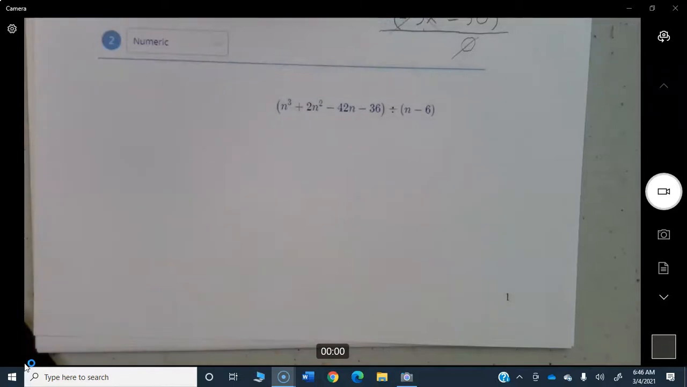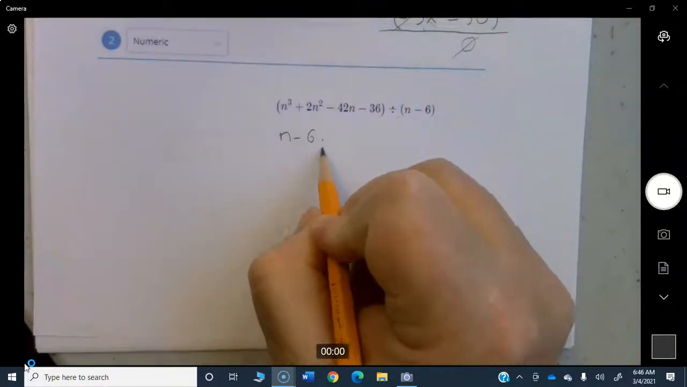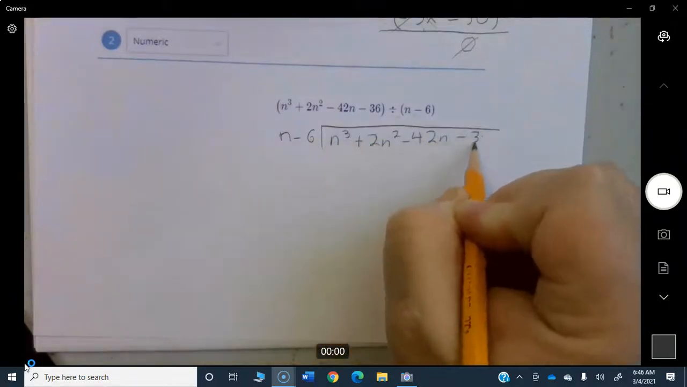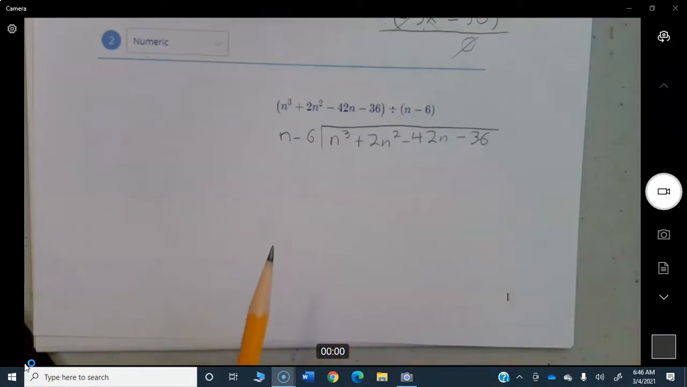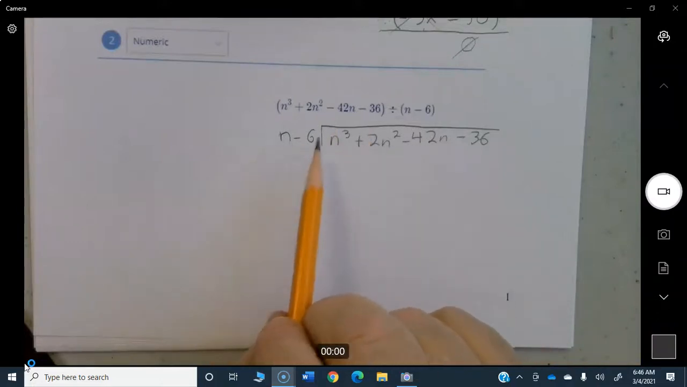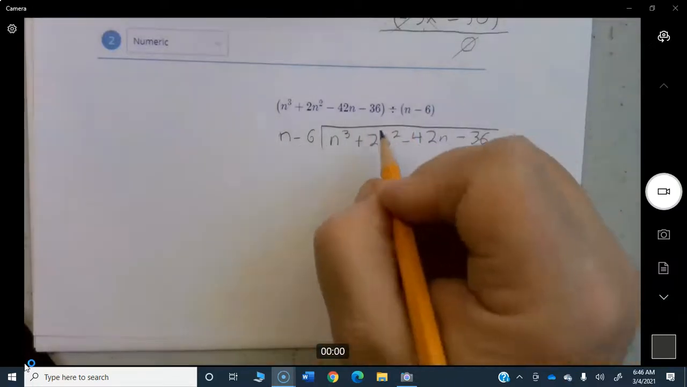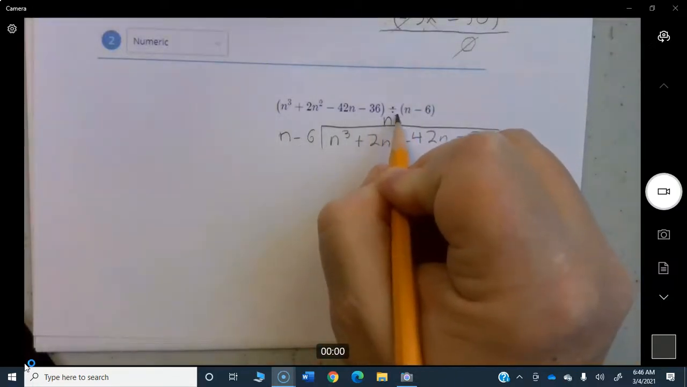Okay, so try to learn one step at a time as you do these, and if you do that, you'll be in good shape. So we're going to write this as a long division problem. n minus 6, and it goes into that. All right, so we get started first with our division step, divide n into n to the third. So what do you have to multiply n by to get n to the third? Well, that's going to be n squared.